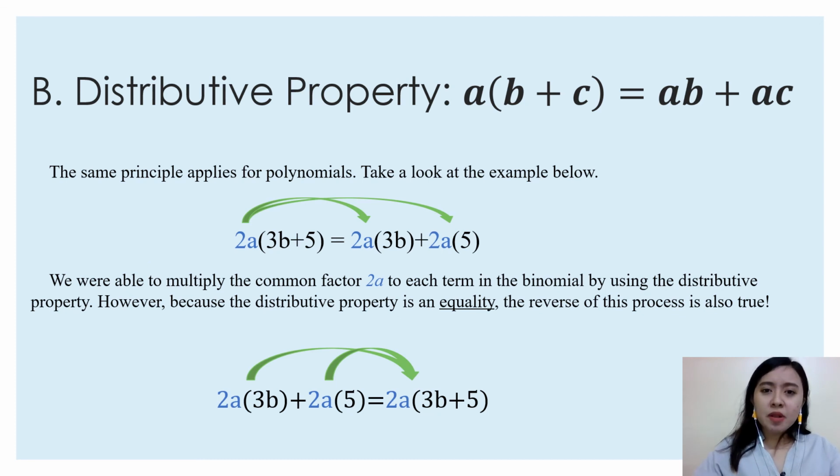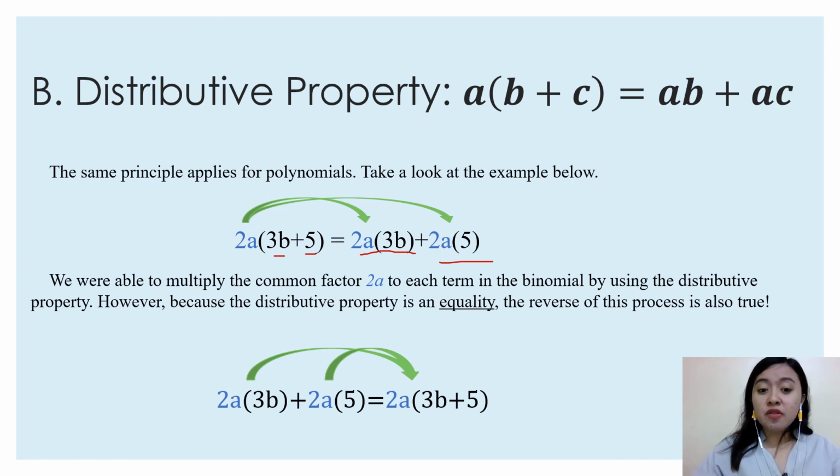The same principle applies for polynomials. Take a look at the example below. So we have here 2a multiplied to quantity 3b plus 5. So by distributing 2a to both 3b and 5, we will get 2a times 3b plus 2a times 5. We are able to multiply the common factor 2a to each term in the binomial by using the distributive property.